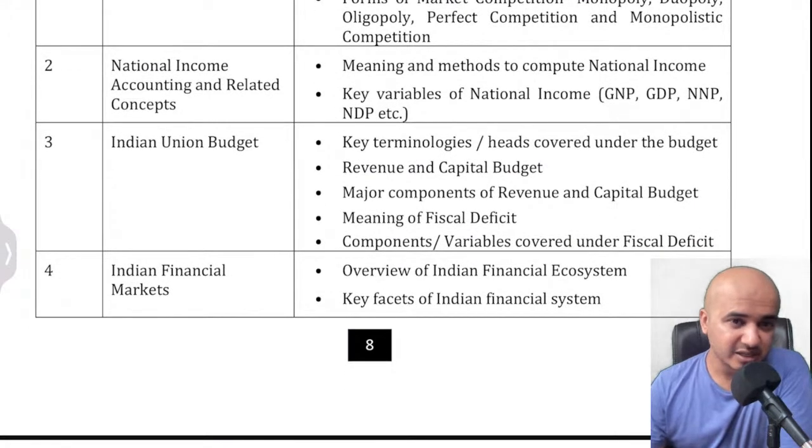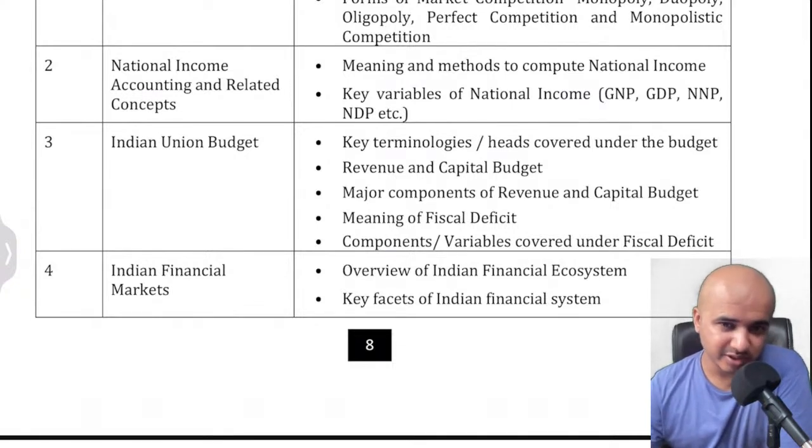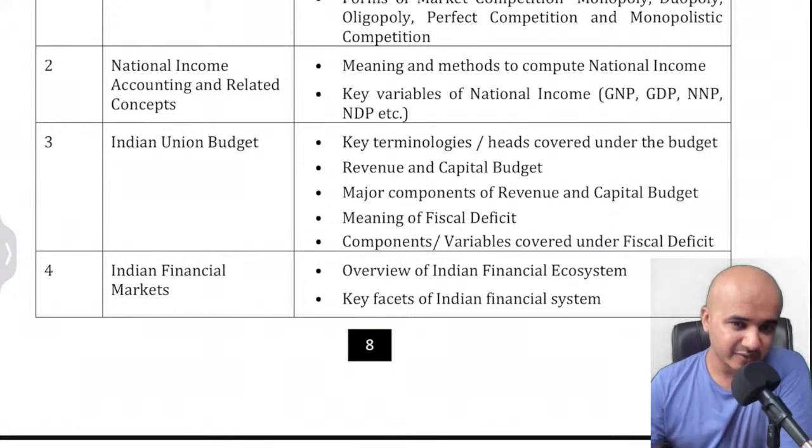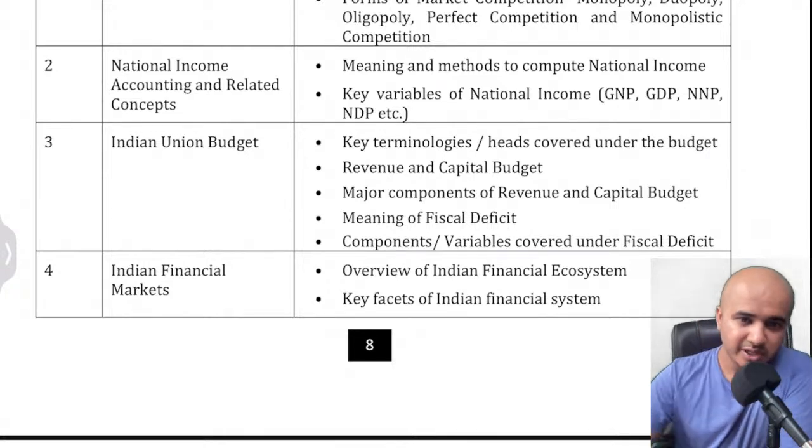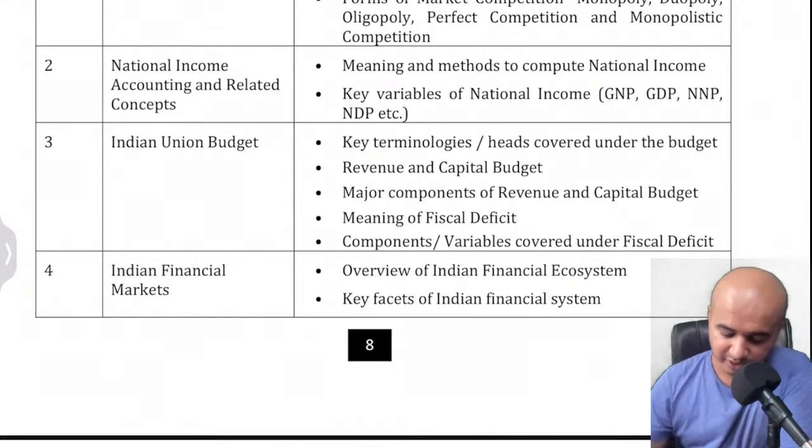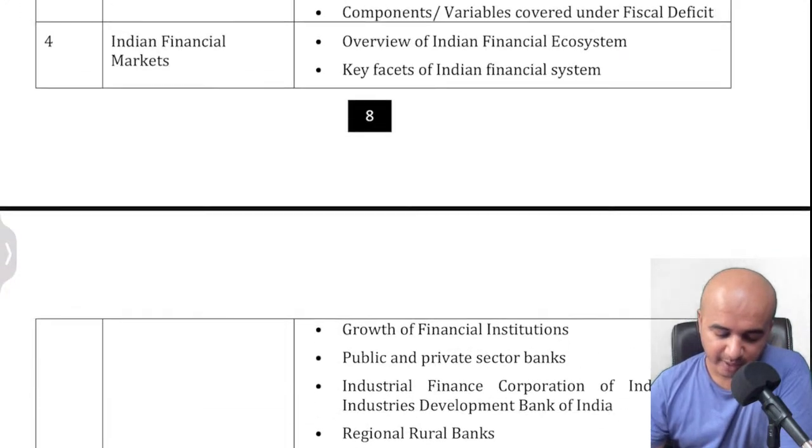Then we have national income, accounting and related concepts. So GDP, GNP, etc. All those things are mentioned in chapter 2. Then we come to the Union Budget. What are the key terminologies used in the budget? What is revenue and capital budget? What are the components of the budget? What is fiscal deficit? All those things you will learn in the Indian Union Budget chapter. Then we have financial markets, overview of the financial ecosystem, key facets of the Indian financial system. All those things are there in chapter 4.